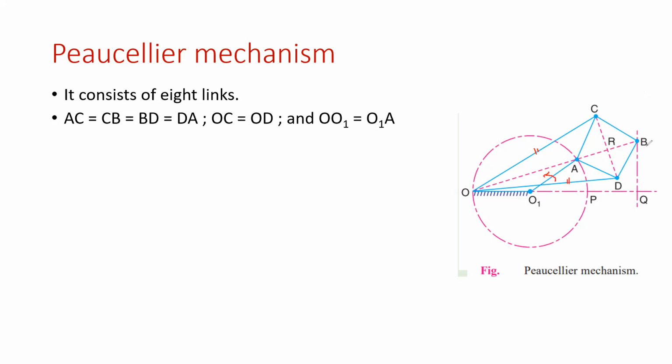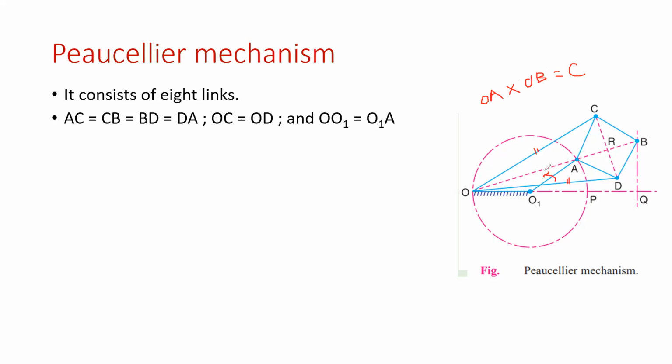So in order to prove it, what do we need to prove? We need to prove that the product of OA into OB is constant. We have to prove it.